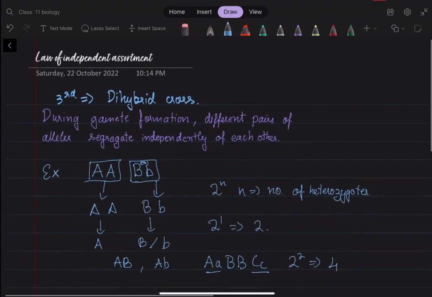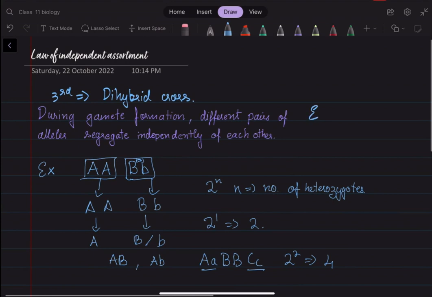Also, this law is not universal. It has an exception that we'll be learning later, and that exception is linkage. That means sometimes the alleles are not completely independent of the other pair of alleles. We'll see that in the coming videos.